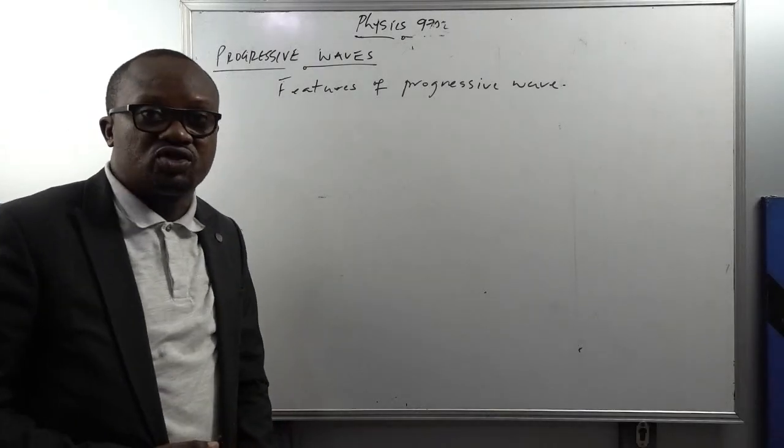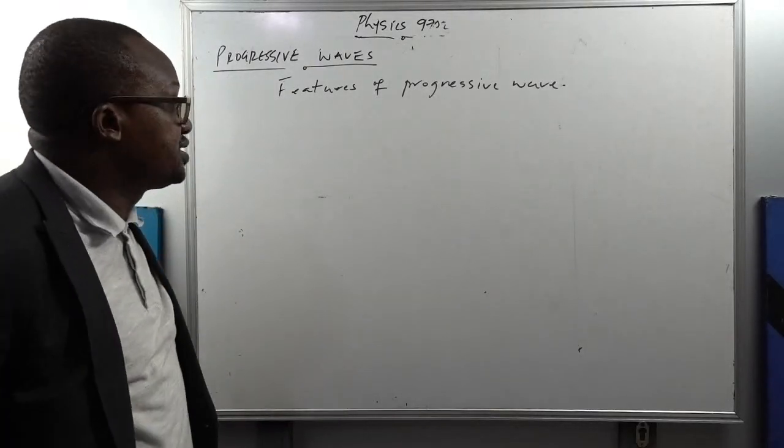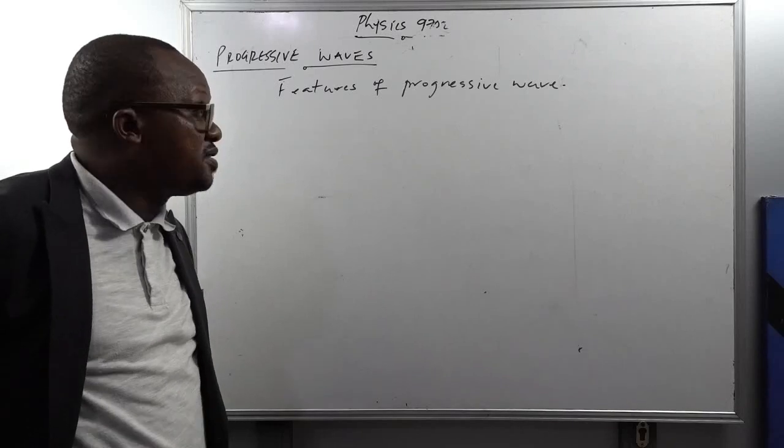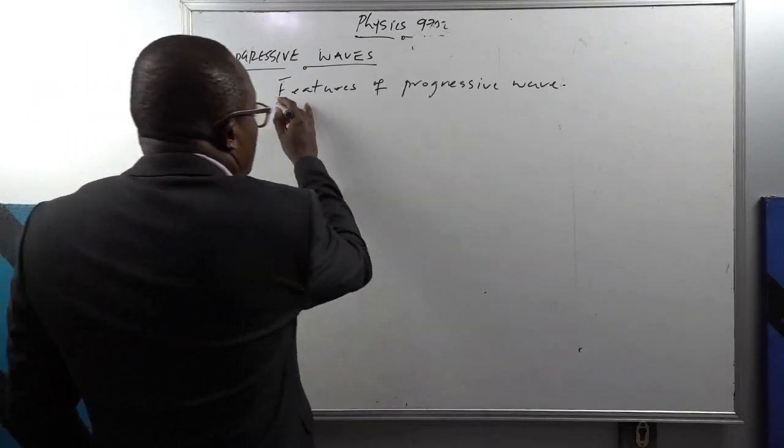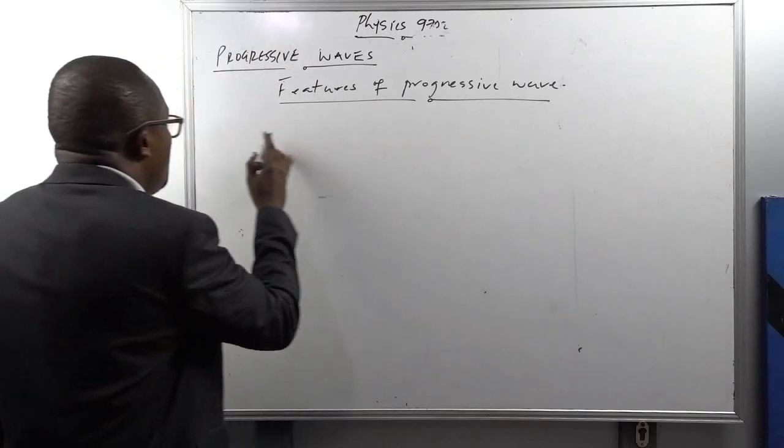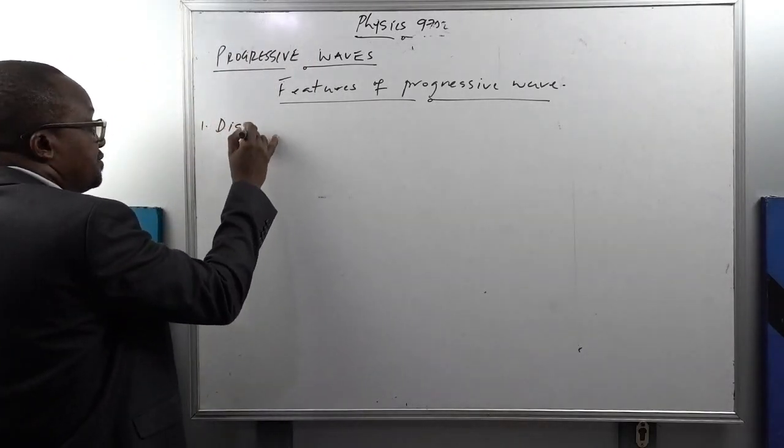So we move now to features of progressive waves. What are the properties that describe a progressive wave? Under features of progressive wave, number one is displacement.